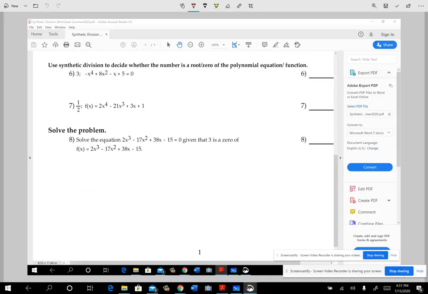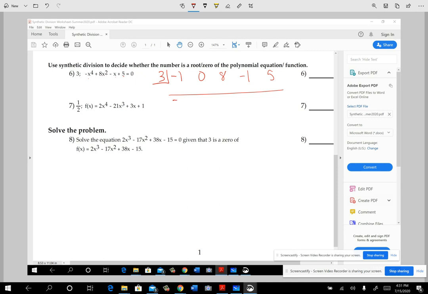Okay. All right, this one's asking me to use synthetic division to decide whether 3 is a root or a 0 of the polynomial equation or function. Okay, so what I do for that, if you are given the root or the 0, see how that's not x anything, it's just 3, then 3 goes in the box, okay? Then you take the coefficients, the -1, but hey, this one's tricky. See how it's missing the cube, so I need a 0. Then 8x squared, -1x, and a constant of 5, okay?